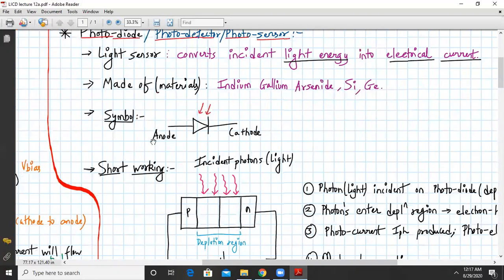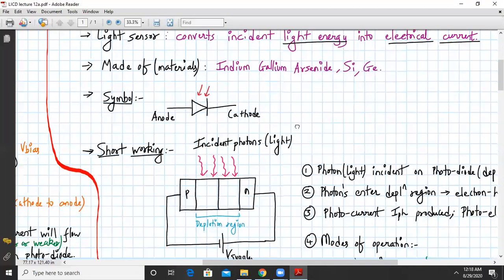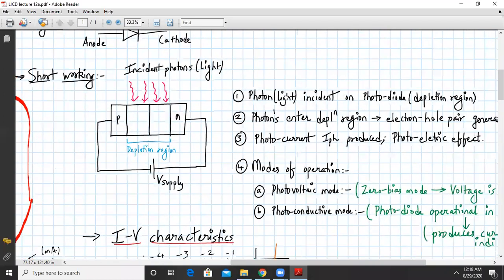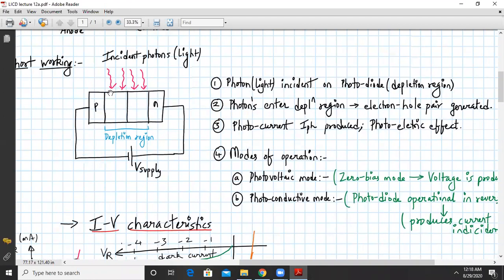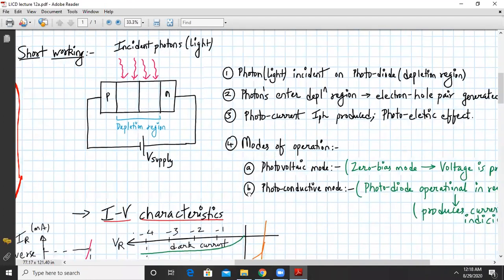The symbol is something like this: anode to cathode, and the arrows over here are pointing inwards, indicating that the light is incident. Then it's giving the current as the output. In short, if you want to describe the working, the incident light, that is the photon, enters the depletion region. It leads to creation of electron hole pairs, and finally the photocurrent will be produced due to the photoelectric effect. So this is in short the working.